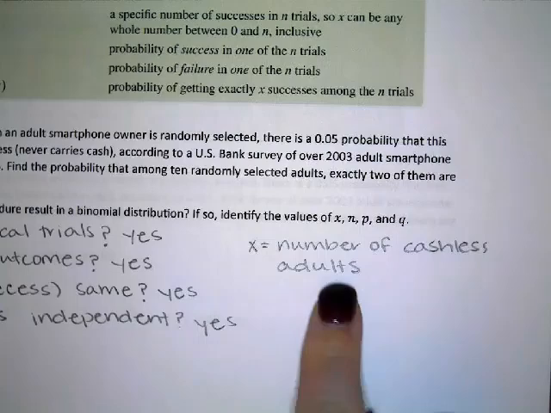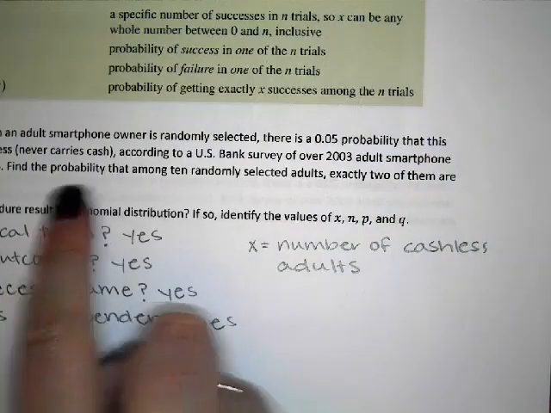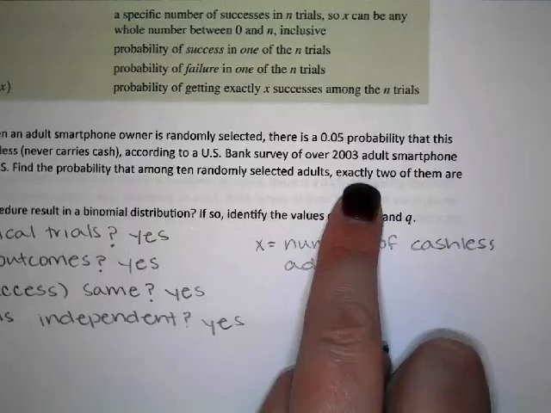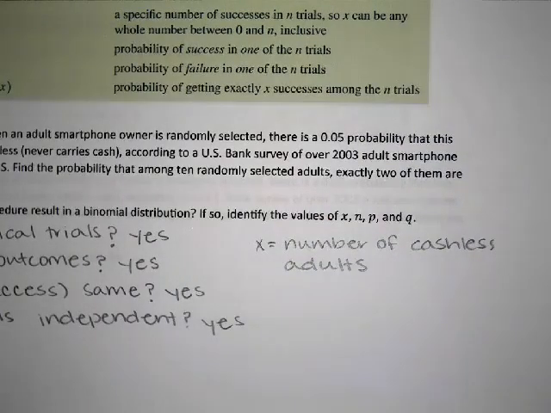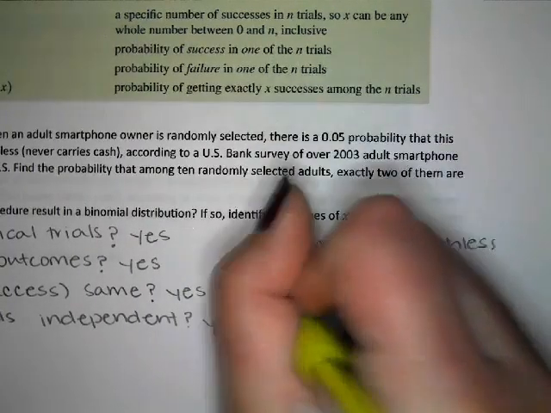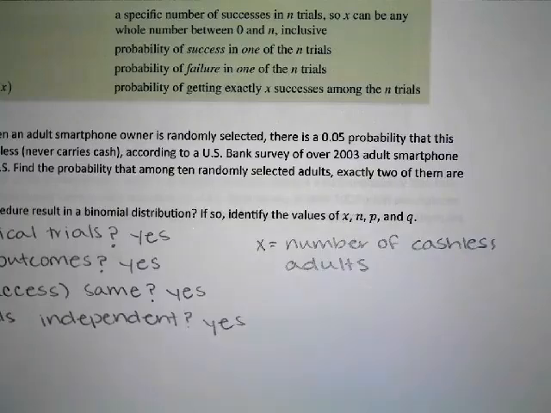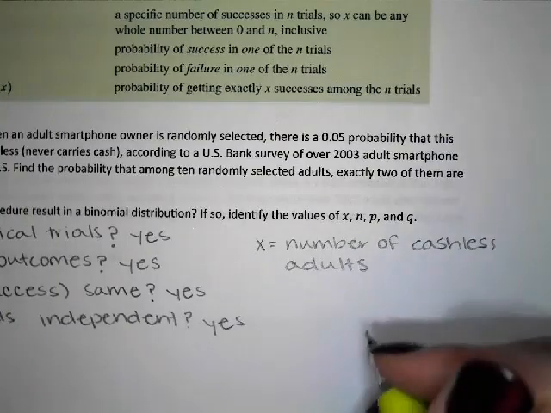In this specific problem, they're talking to N randomly selected adults and they want exactly 2 of them to be cashless. So in this particular problem, they're going to have X equal 2. But in general, we just want to know what the X variable, the random variable, is going to stand for, and it's going to represent the number of adults that are cashless.